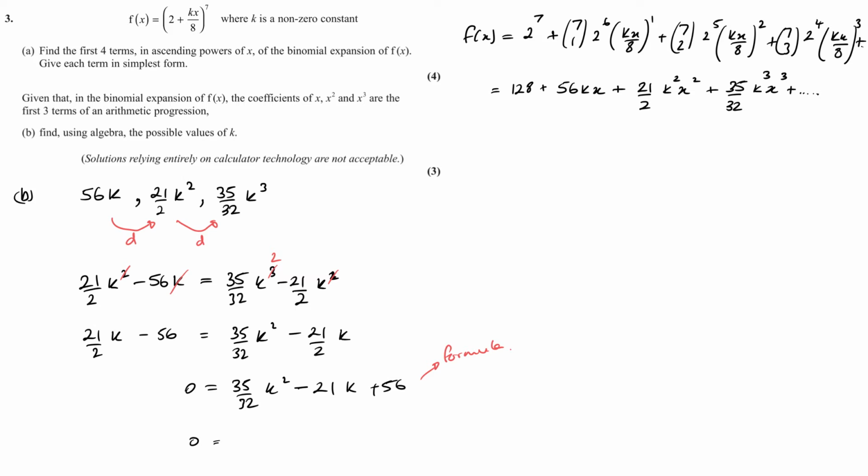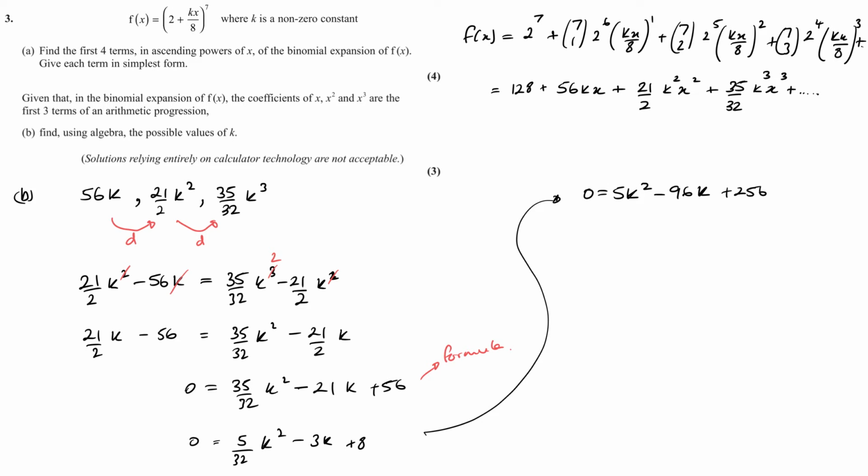But 35, 21 and 56, 7 goes into each of those. So I'm going to divide by 7, so 5 over 32 k squared minus 3k plus 8. And then I'm going to multiply by 32. So I'm going to pop it up here. So I get 0 equals 5k squared minus 96k plus 256.